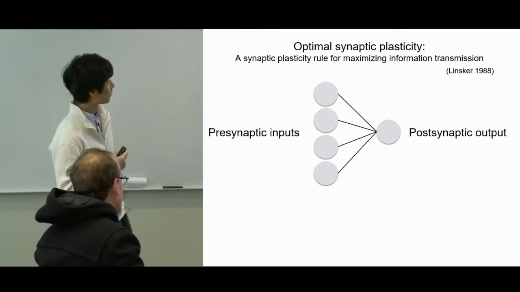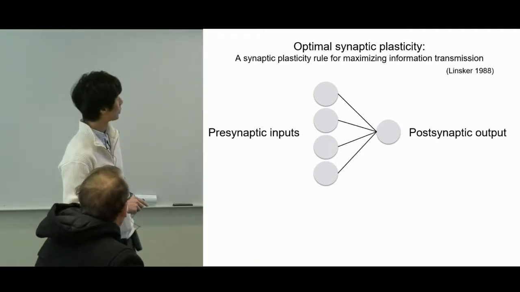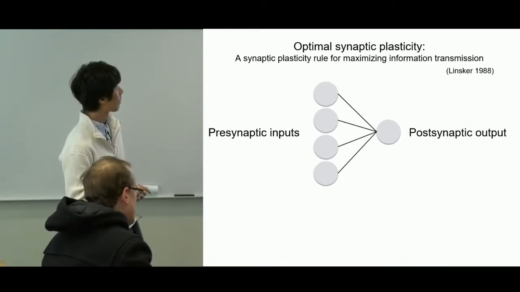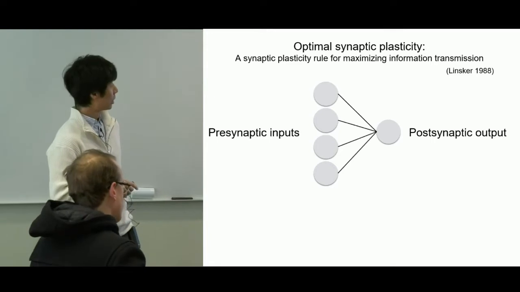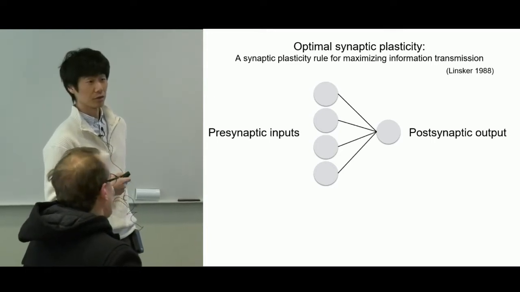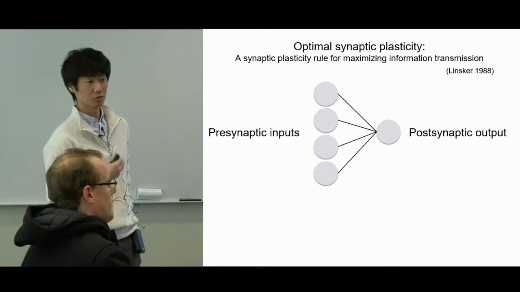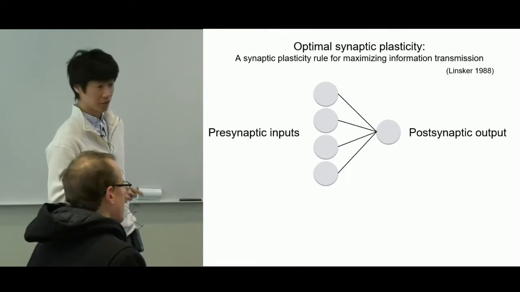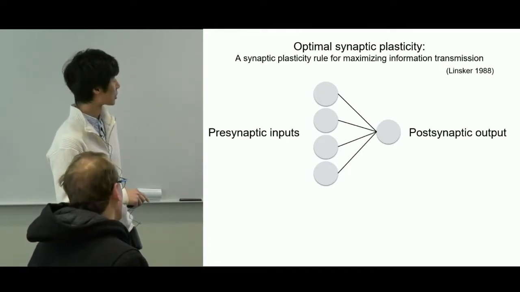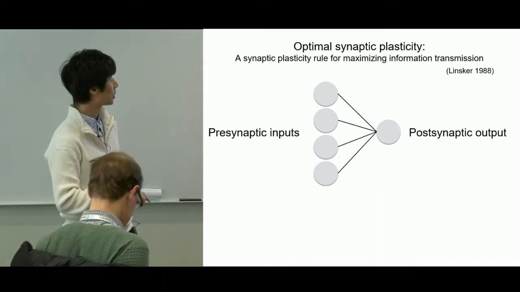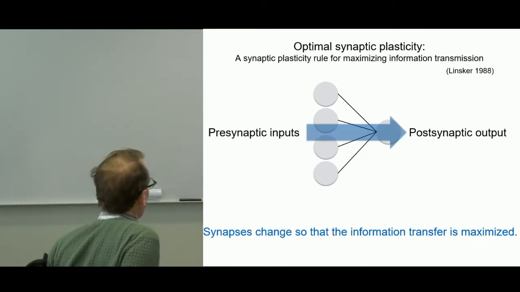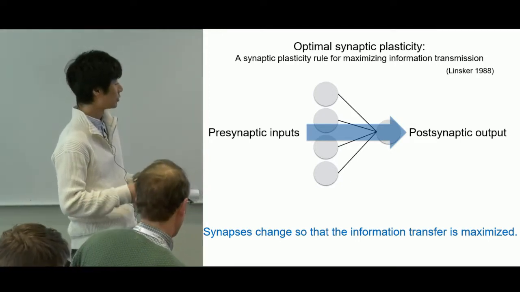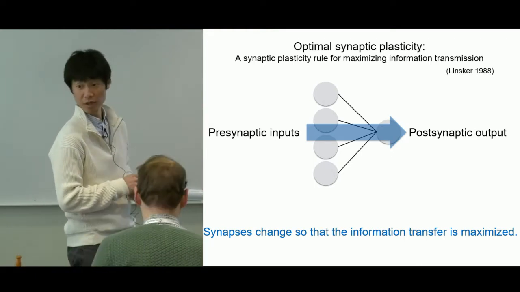In 1988, Ralph Linsker came up with a proposal. Maybe synaptic plasticity rule can be derived from maximization of information transmission. After all, the brain is an information processing device, so if neurons cannot transmit information, that's useless. So to the first order, let's think about information maximization from a bunch of presynaptic neurons to a postsynaptic neuron. And the synaptic change may be described so that this information transfer is maximized.